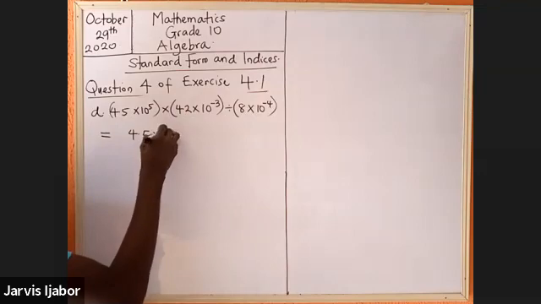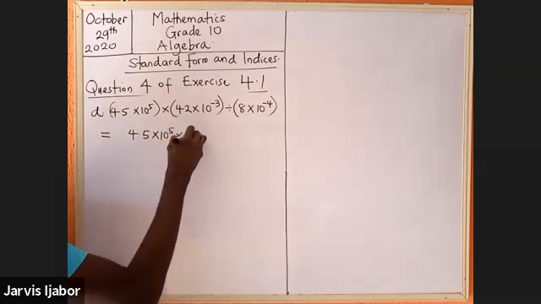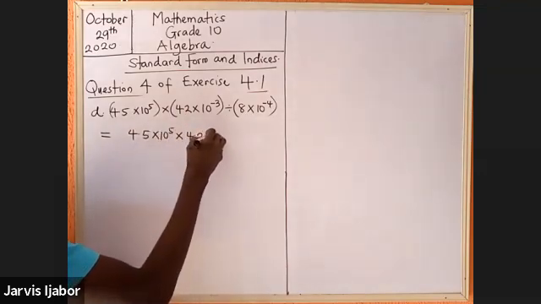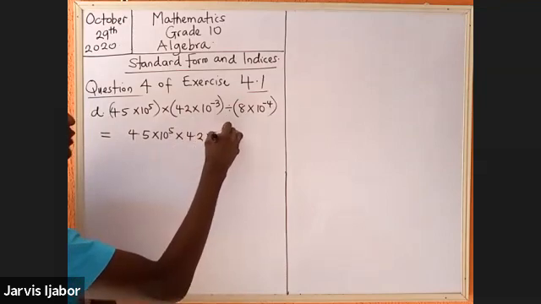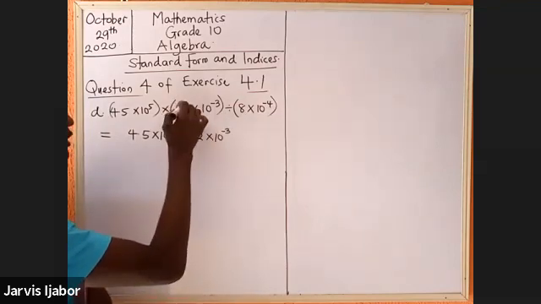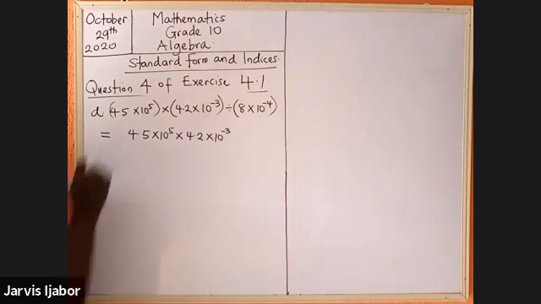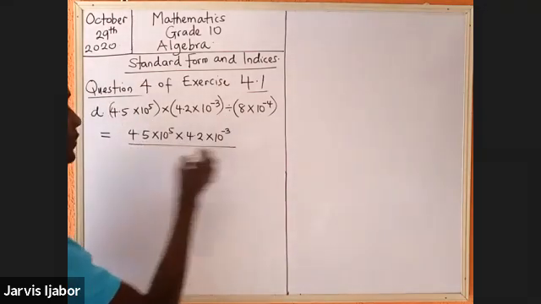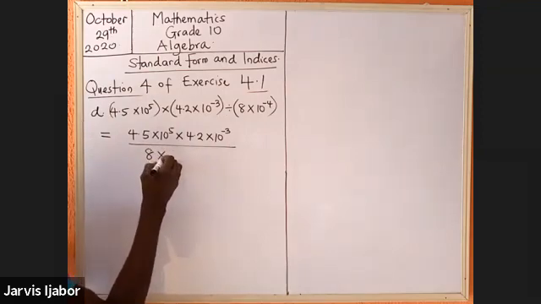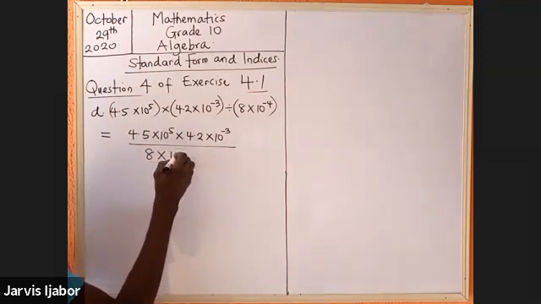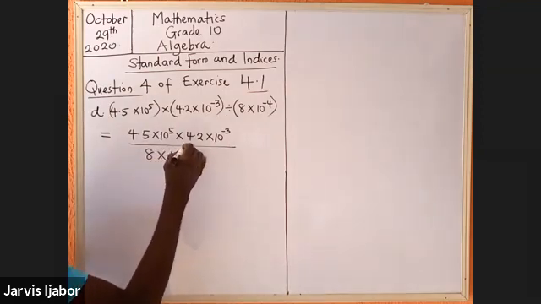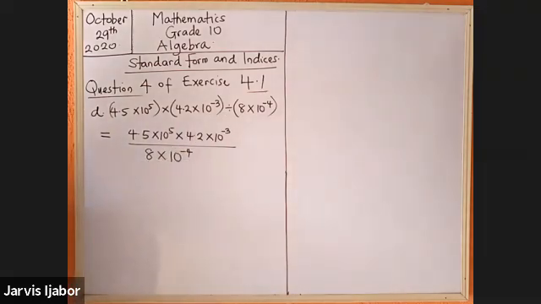This will now be 4.5 times 10 raised to the power of 5 times 4.2 times 10 raised to the power of negative 3. This is 4.2, I should put that well. This is 4.5. Divided by 8 times 10 raised to the power of negative 4. Right? So how do we go about doing this?